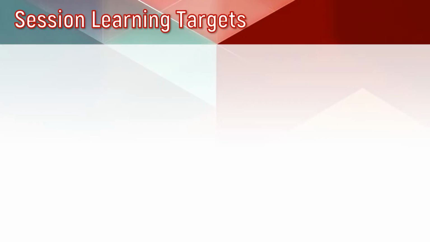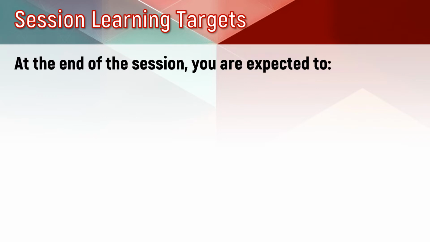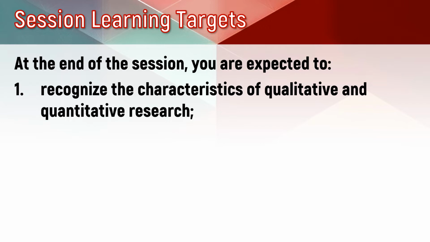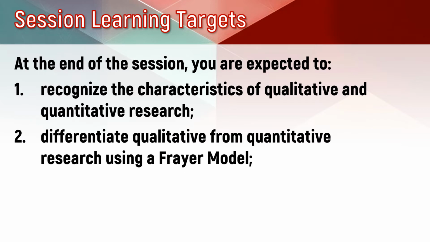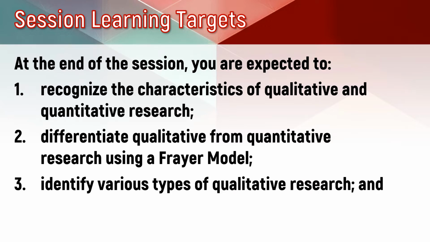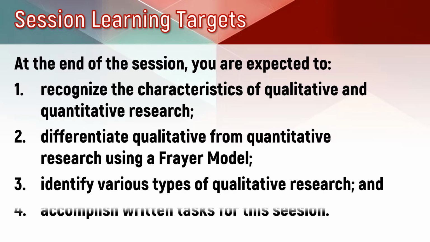For our session learning targets, at the end of the session, you are expected to, number one, recognize the characteristics of qualitative and quantitative research. Second, differentiate qualitative from quantitative research using a Frayer model. Third, identify various types of qualitative research. And lastly, accomplish written tasks for this session.